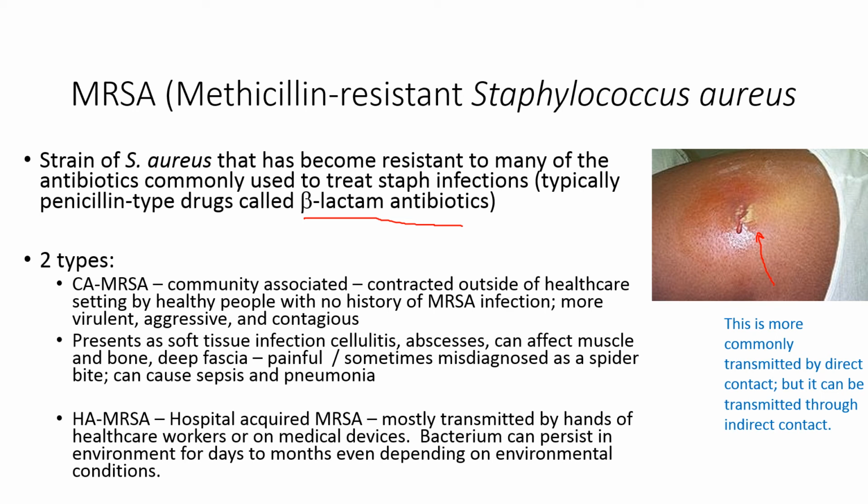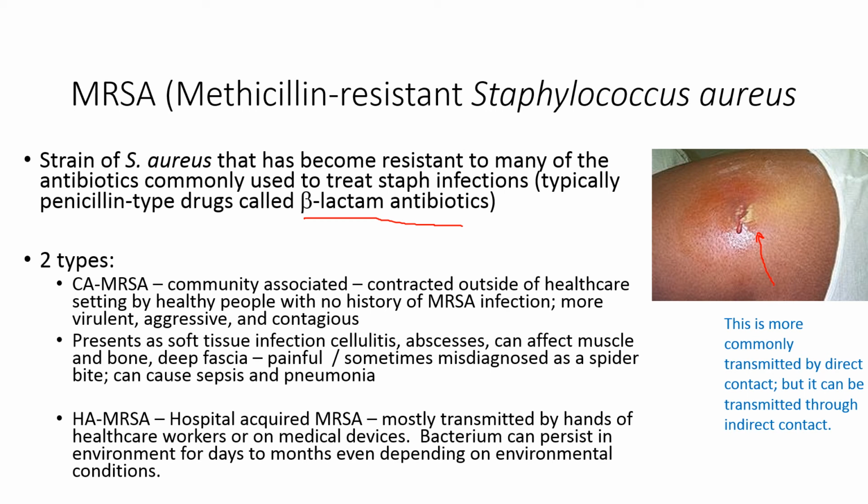When MRSA is found in hospitals and healthcare-associated environments, that's called HA, or hospital-acquired MRSA. This type of MRSA is transmitted usually by the hands of healthcare workers. So someone, for example, who changes a wound dressing for a MRSA infection on one patient, then goes to another room and starts changing or adjusting the dressings on another patient. That can transfer MRSA.